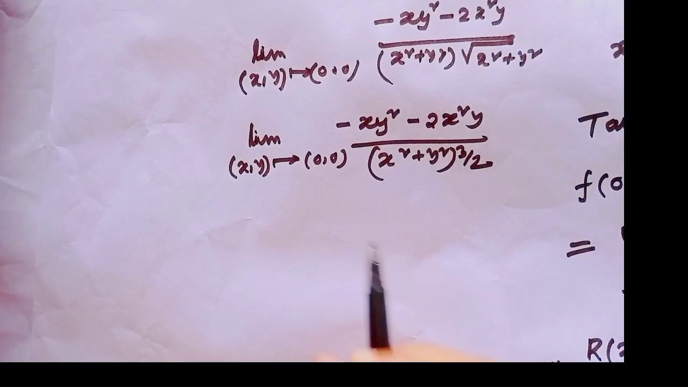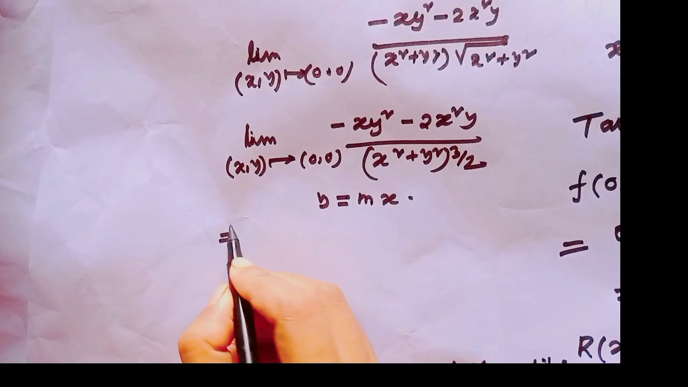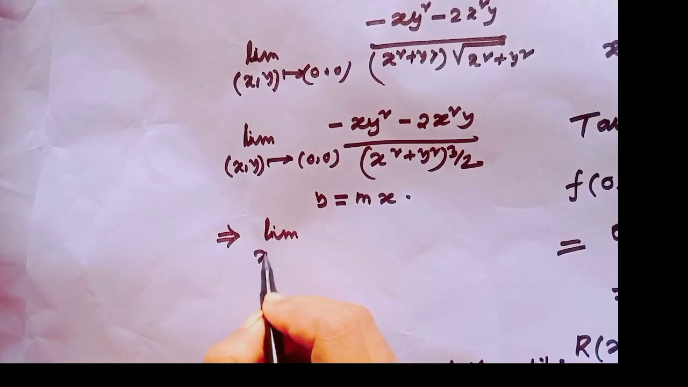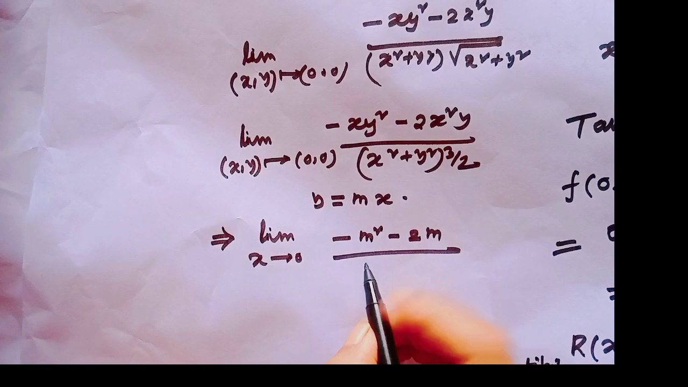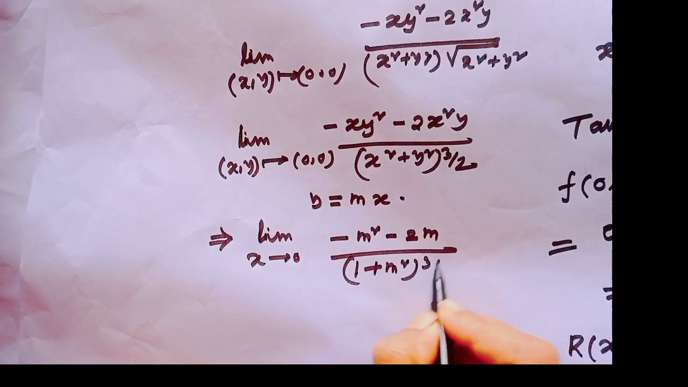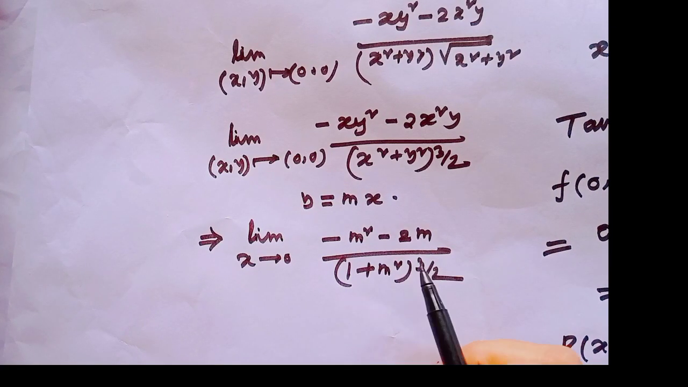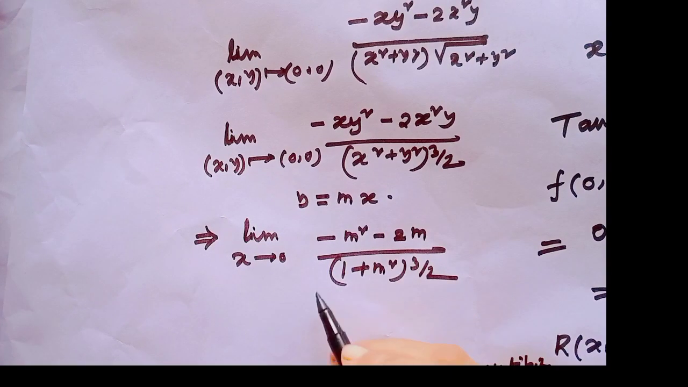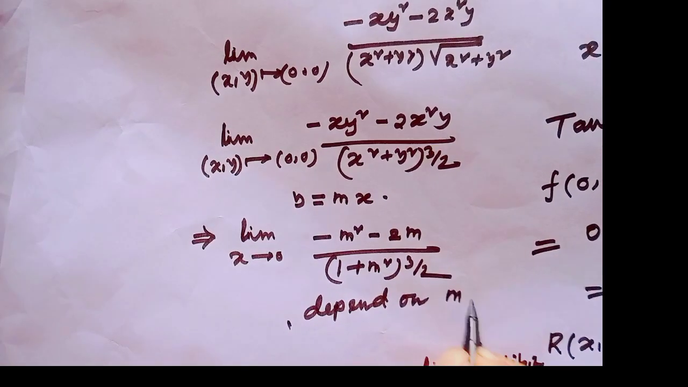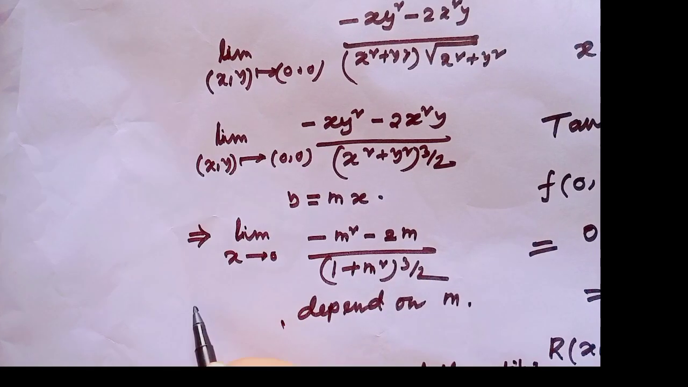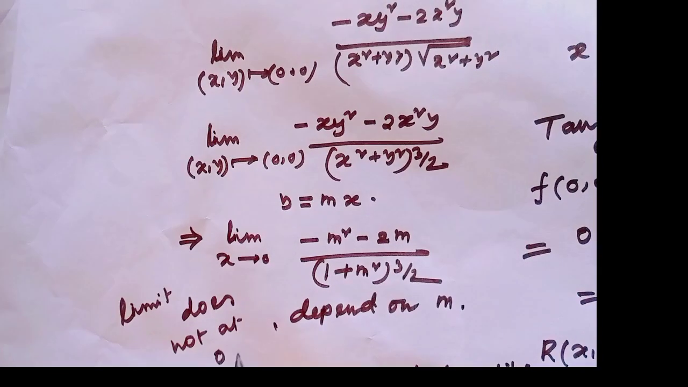To evaluate the limit, if you put the value y equal to mx, then it would be limit x tends to 0 of (m square minus 2m) over (1 plus m square) to the power 3 over 2. Okay? And this value of limit, we all of us know, depends on the value of m. So, this limit does not exist at 0.